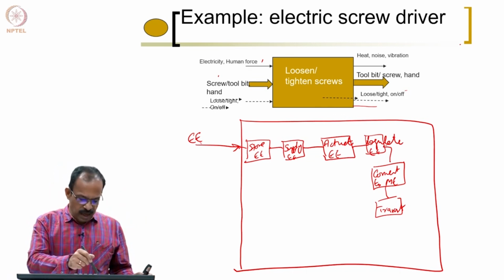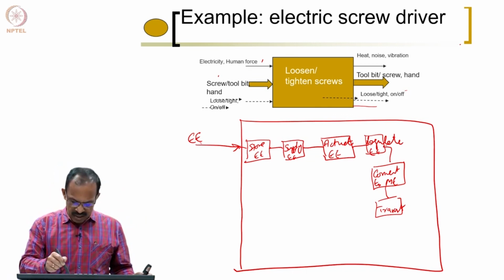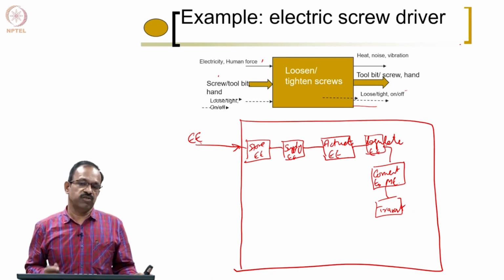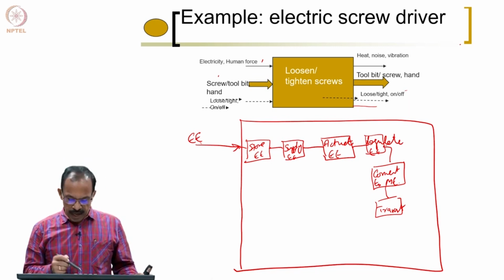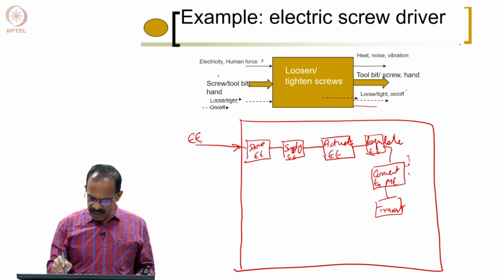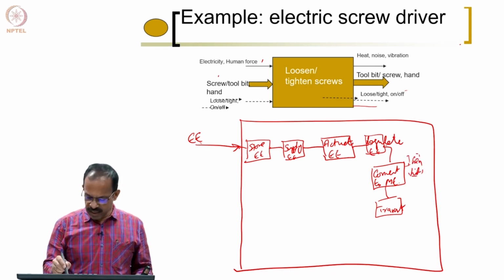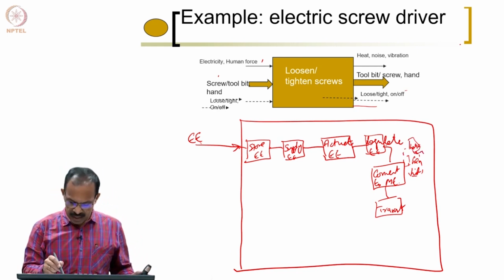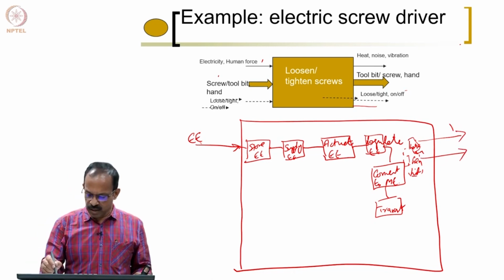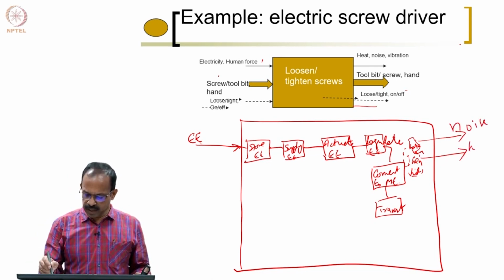So, the electrical energy is coming, going through all these functions, and getting converted to mechanical energy and transmitted as mechanical energy. That is what happens to the electrical energy. When it is converting to mechanical energy, there will be something called generate heat or generate noise. These are the unwanted functions, and the noise goes as an output and heat goes as an output.